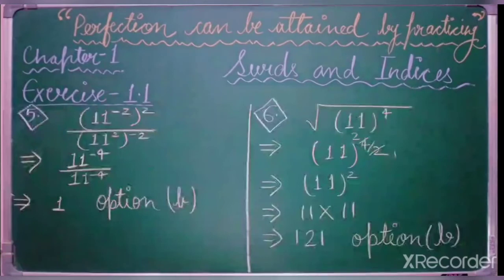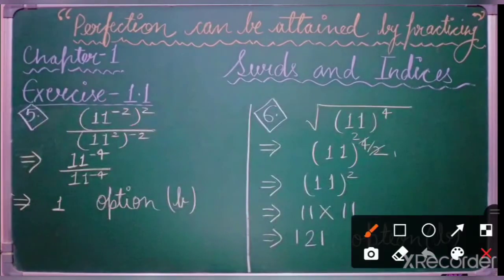Then question number 5, it is 11 to the power minus 2 whole power 2 upon 11 to the power 2 whole power minus 2. In this case, you can multiply the powers of numerator and denominator. You would get 11 to the power minus 4 in the numerator and 11 to the power minus 4 in the denominator. Because this fraction has the same power, we will cancel out. We will get 1, option B as our correct answer.